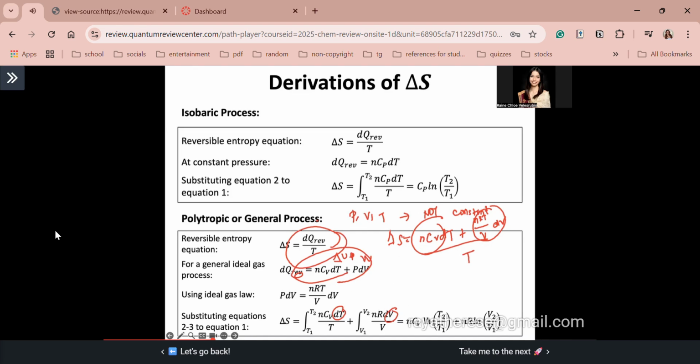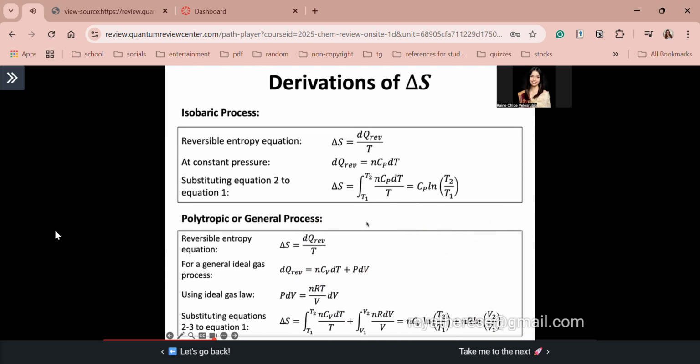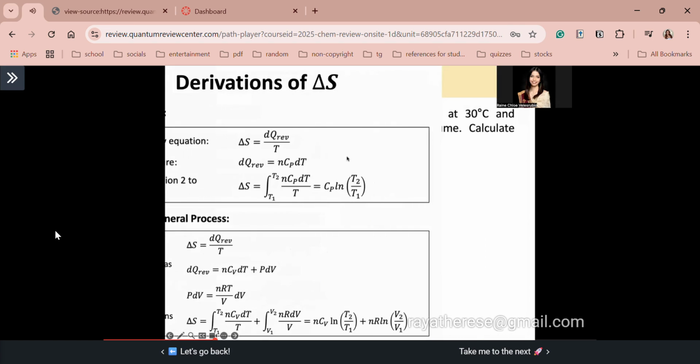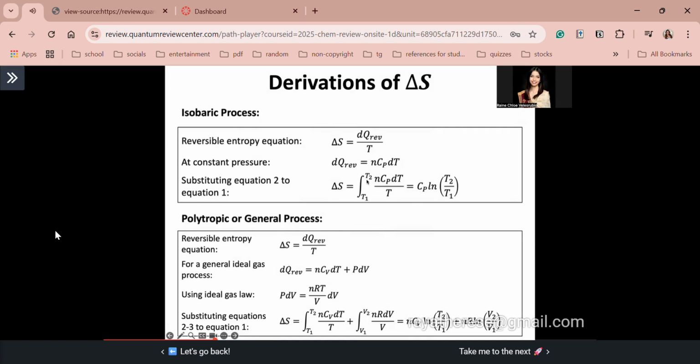Getting the integral, we get nCv, which I took out, ln T2 over T1, because the integral of 1 over T dT is ln T. And then plus nR, which we also took out, ln V2 over V1. I hope that's clear. How did we do the integrations? We have to go back to Math Bridging Part 2 to further understand how the integration occurred. Of course, we are not required to memorize the derivations. What's important is that we get how we arrived at these equations.